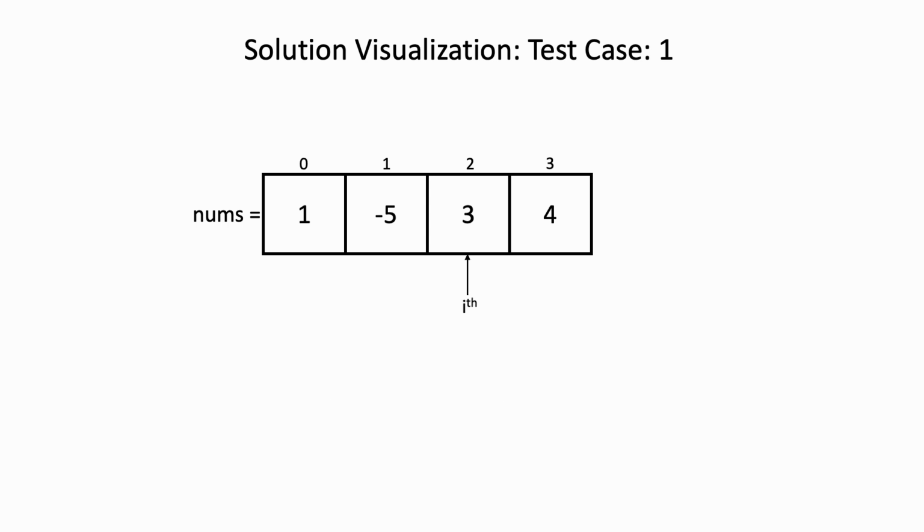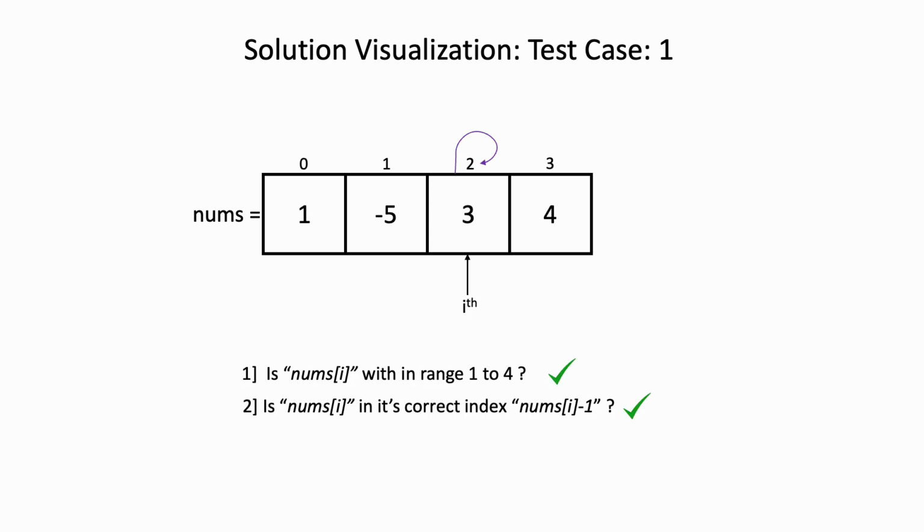Now nums of I is within the valid range and at its correct index, so we do no operation and increment the ith pointer. Nums of I is within valid range and at its correct index. So now we do no operation.